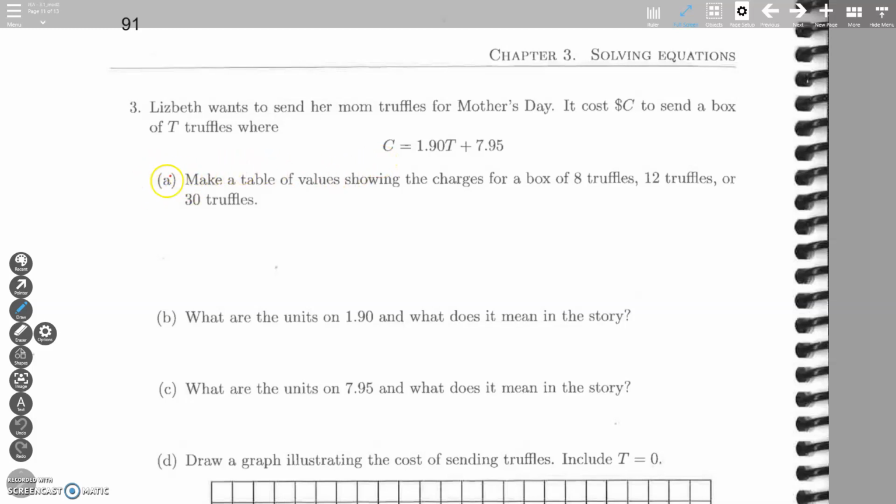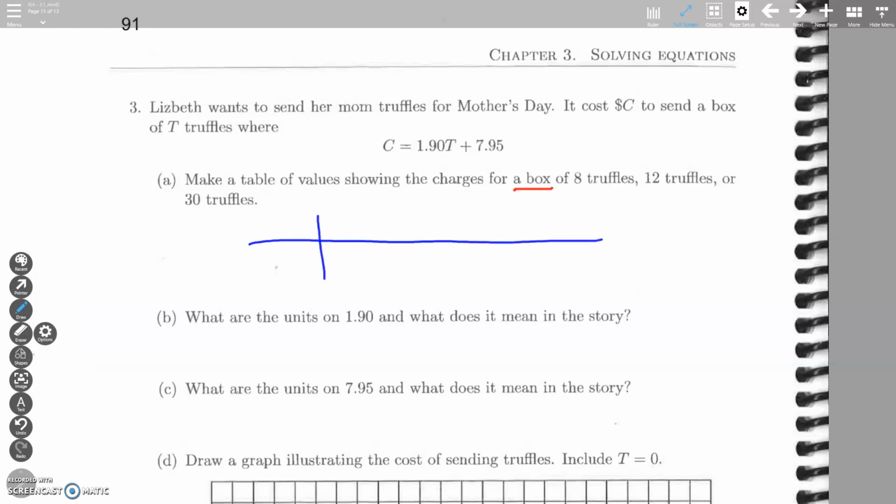So, question A says, make a table of values showing the charges for a box of 8 truffles, 12 truffles, or 30 truffles. Okay, so a box, that tells me that there's going to be one box that contains either 8 or 12 or 30. So using our equation here, we're going to build a table of values. Let's pick a color. I'll pick blue. And we're going to make a table like we've done in the past.